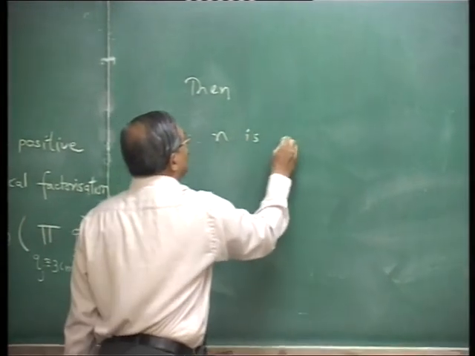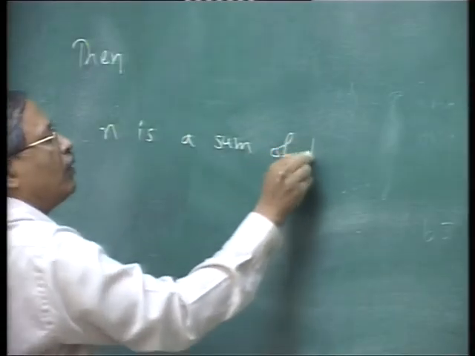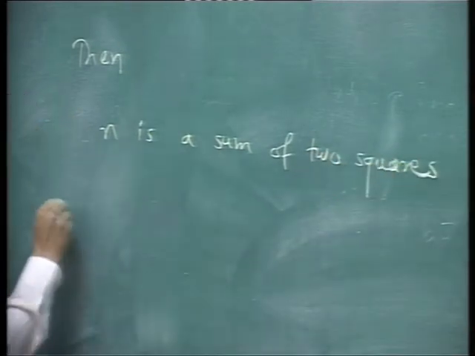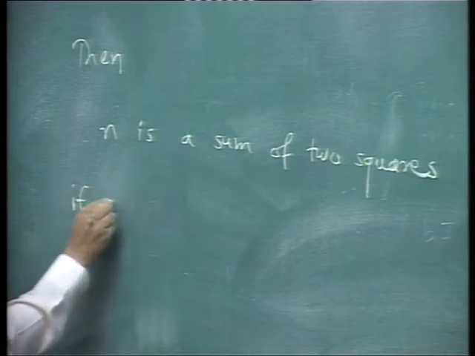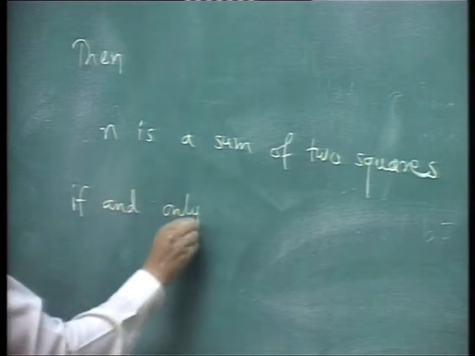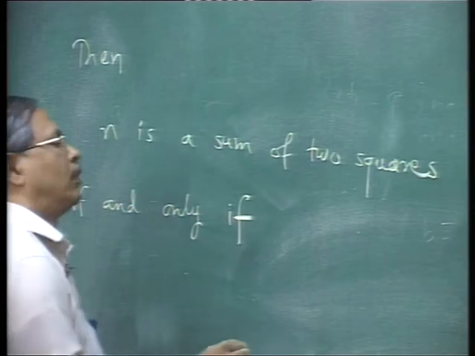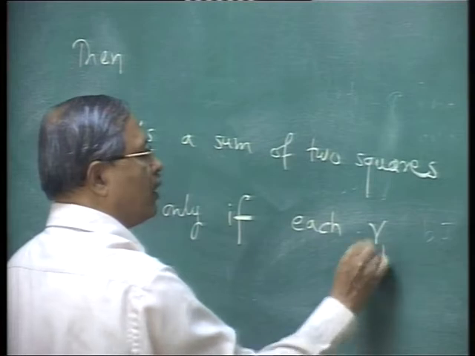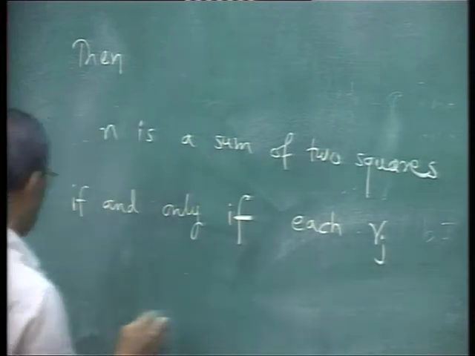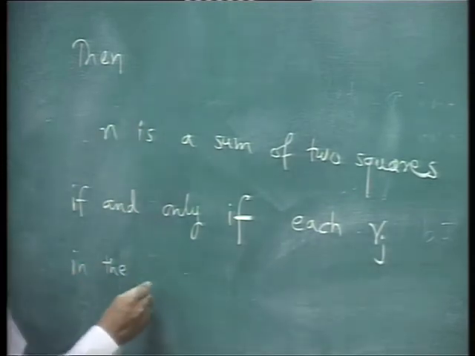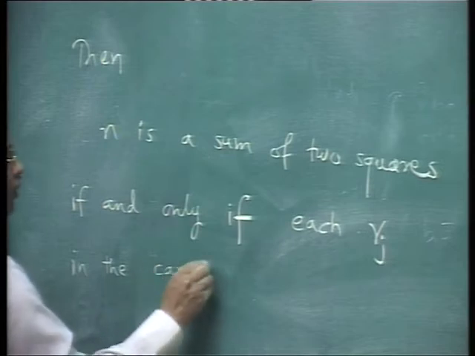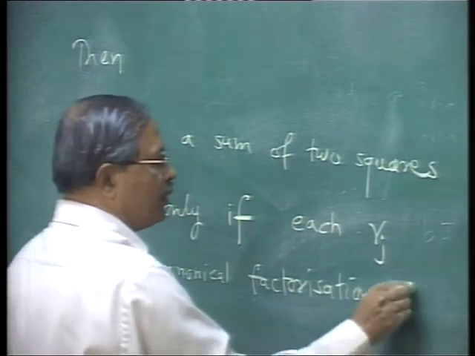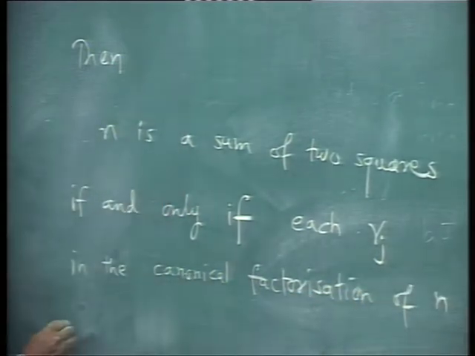Then n is a sum of 2 squares if and only if each gamma j in the canonical factorization of n is even.